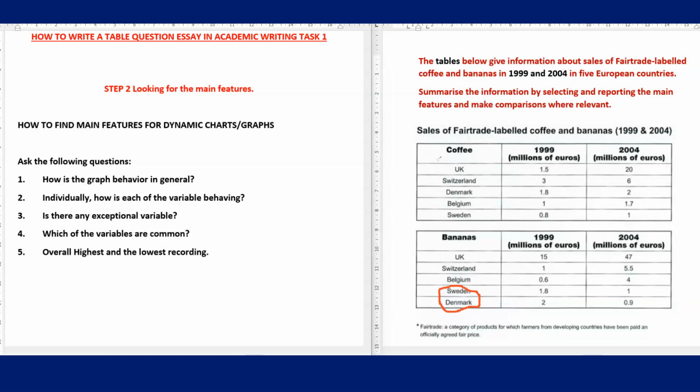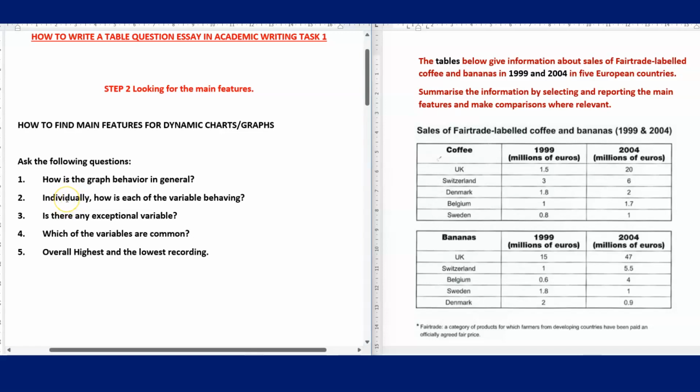But if you don't ask these questions and go through it this way, you will find yourself in trouble. You might find it very difficult, but it's not. So you can see that these questions we ask will help us get all the answers we need. So we know that the general behavior of the graph is that most of these countries saw an increasing amount in their trade, or they spent a lot to buy coffee and banana. All right, so most of them. We won't say all, because we know that Denmark and Sweden saw a decrease, but the others, which is most, 3 out of 5, is actually a lot.